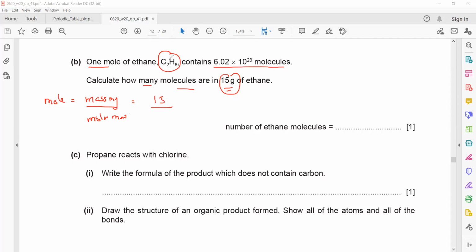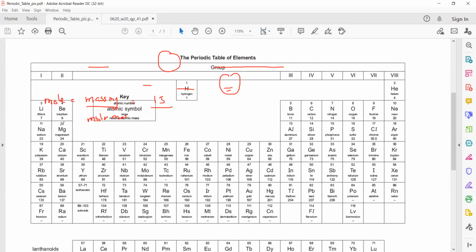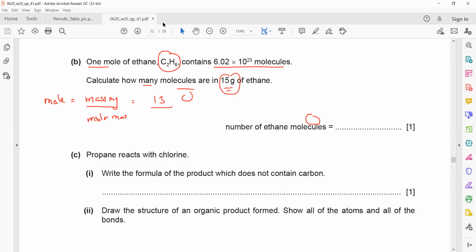And what about the molar mass of this C2H4? When you check the periodic table, carbon is 12, whereas hydrogen is 1. So the molar mass of this C2H4 will be 12 multiplied by 2 plus 1 multiplied by 6. So 12 multiplied by 2 is 24 and 1 multiplied by 6 is 6. So the total will be 30. So the molar mass will be 30. So the number of moles, we'll get 0.5 moles.